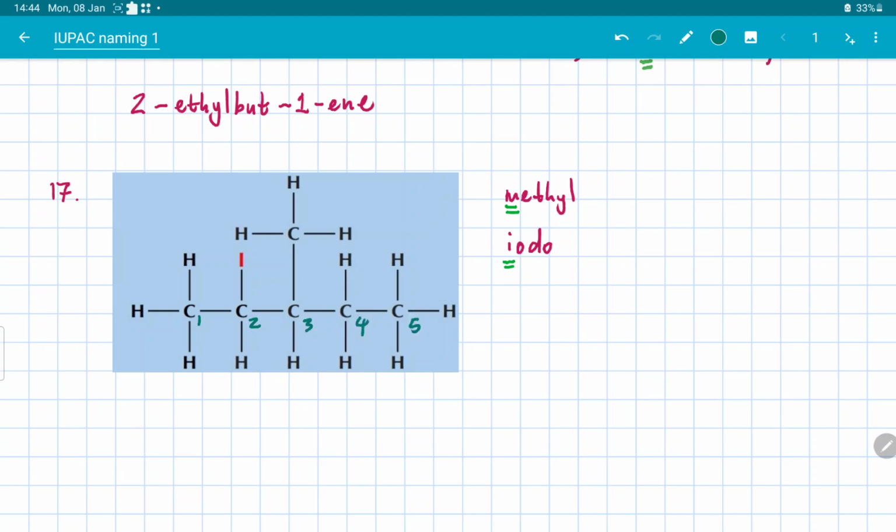Again, the longest continuous chain. That is why I was going up to 4, because this is not the longest continuous chain. So 4, 5.